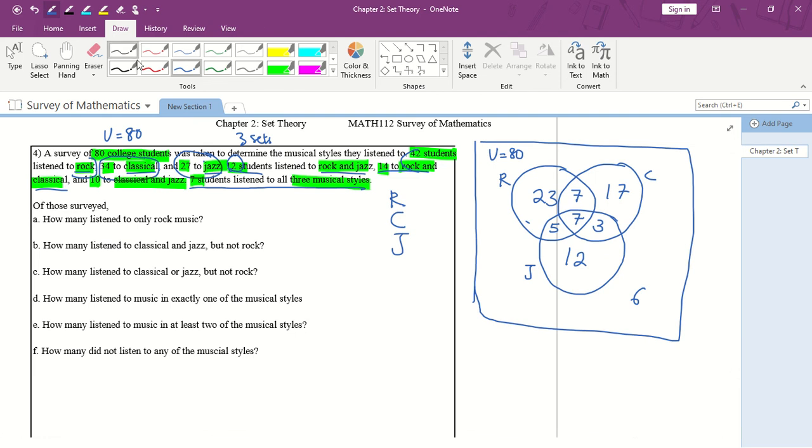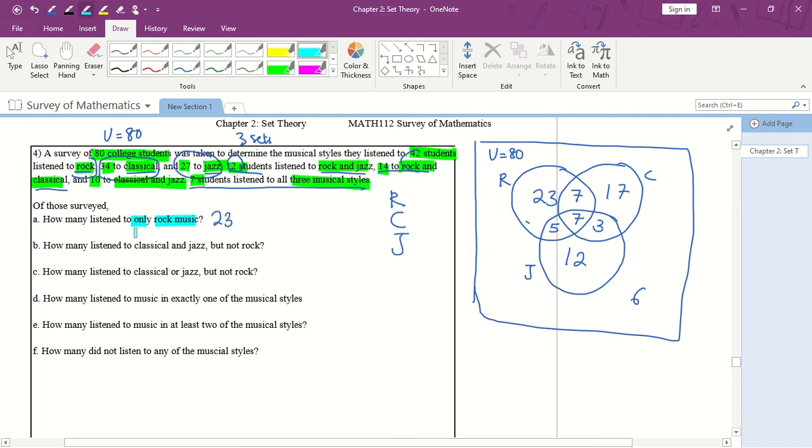Okay, so let's look at the questions here. How many listen to only rock music? So remember, only rock music, which means only the rock region here, 23. So the answer here is 23.